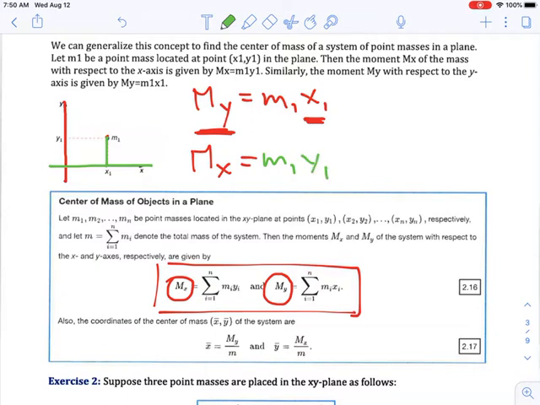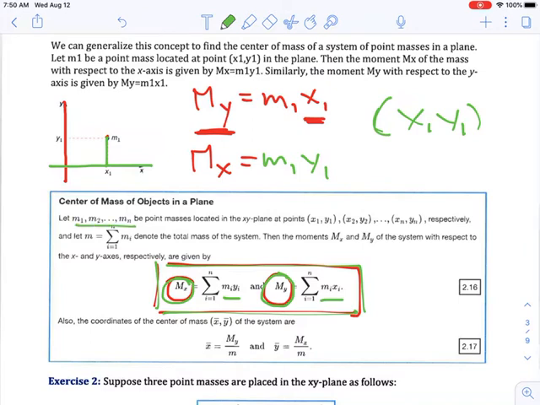And so that's why in this formula down here, the moment about the x-axis, that's what M sub x means, is the sum of the masses times the y values of the ordered pair. Because we're talking about a plane, so we have an ordered pair, x1, y1. And the total moment about the y-axis, we sum up the masses times the x values.